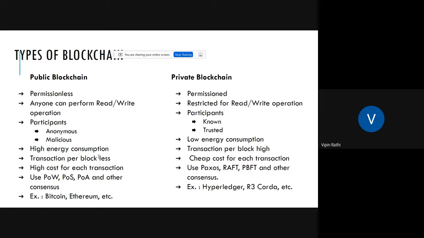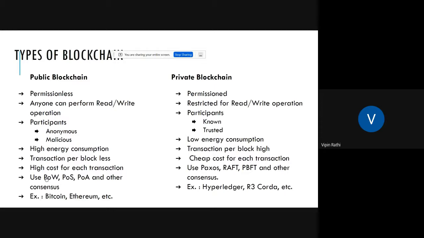Transaction per block is less, of course, because these public blockchains are more distributed in nature, and transaction per block is high here because only restricted people are accessing this kind of network. But this is what we generally call an enterprise blockchain. Enterprise means companies are using it. For example, even we are using this. In our case, where we are using this private blockchain is to generate the certificates. So this kind of network we can access in a very fast way. So transactions are very high.